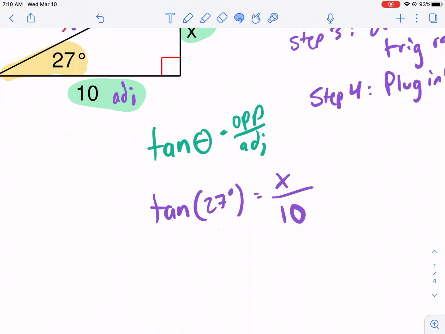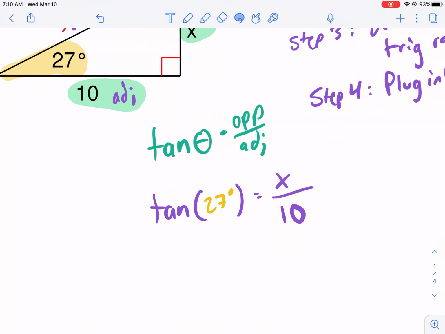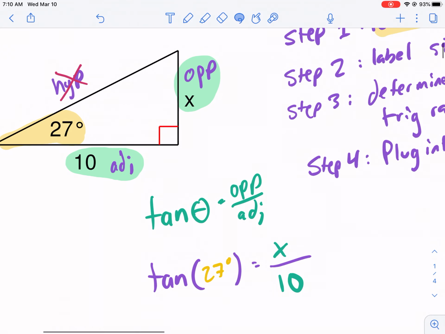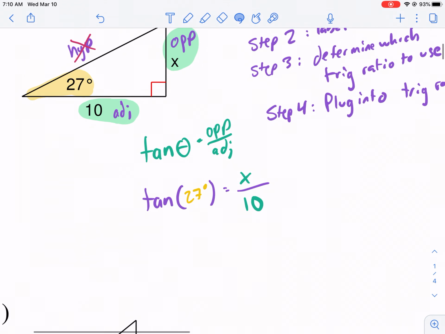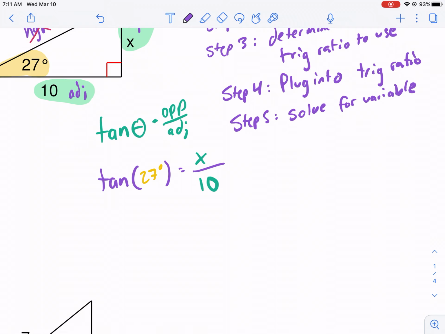Let me actually change the color on these. I think it will add a little bit of an effect, make you see it a little more clearly. Then we have x and 10, and we know that these are the given pieces of information originally, and we're basically ready to go. So now we take the last step, step 5, solve for the variable. I put solve for the variable instead of x because sometimes it's y, b, a, whatever letter it is, okay?